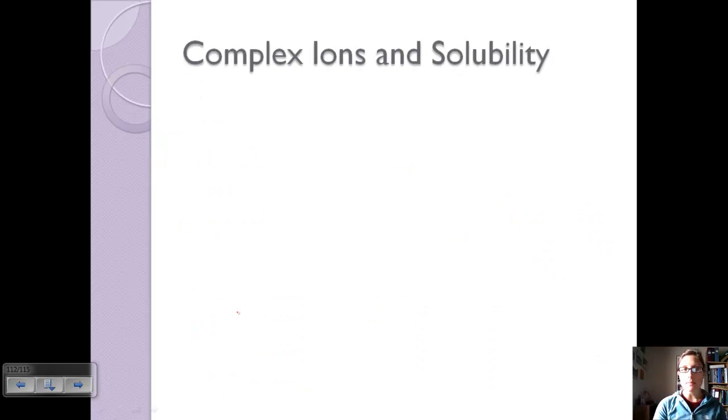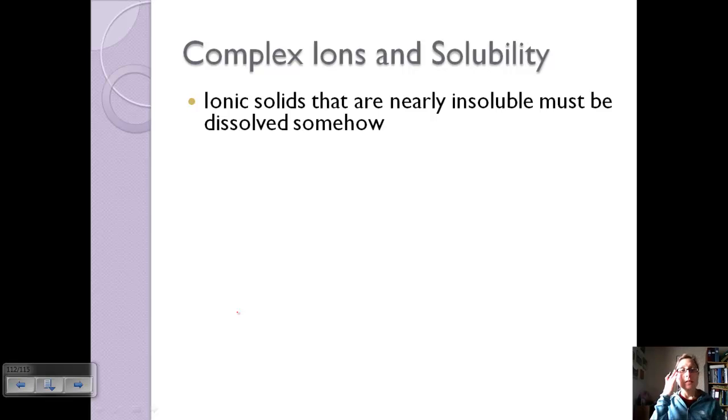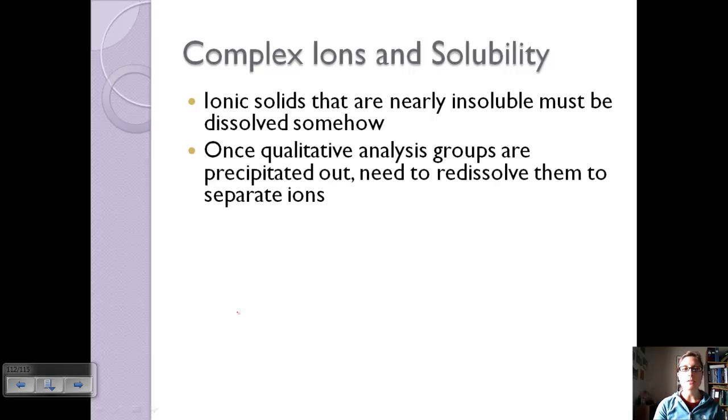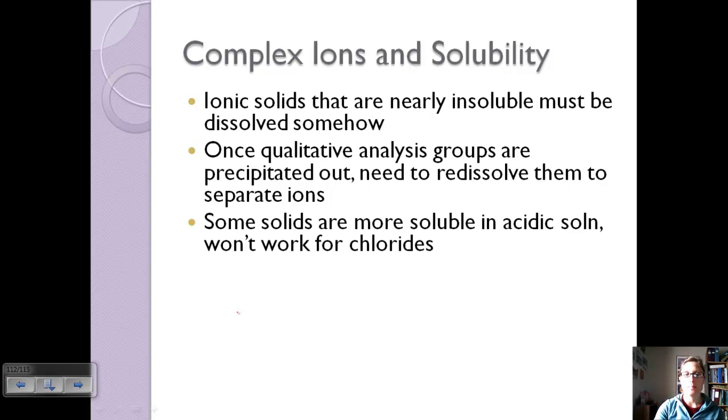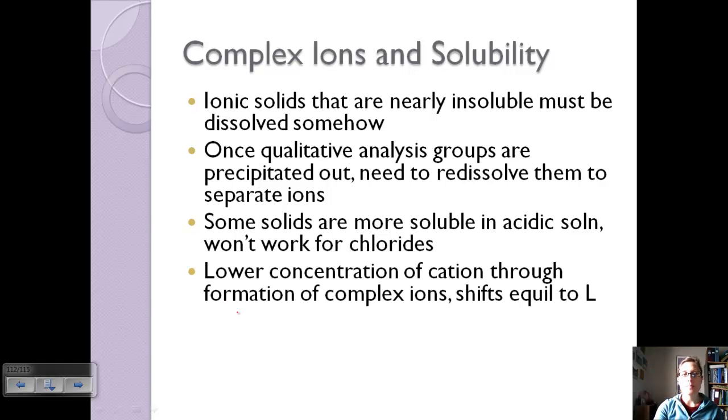Okay, so let's look at how we use complex ions with solubility. So ionic solids that are nearly insoluble, we have to dissolve them somehow. We want to use them in reactions. And so once we precipitate out these qualitative analysis groups, we need to somehow be able to redissolve them into their separate ions. Some solids are more soluble in acidic solution. This won't work for chlorides, but it will work for others.